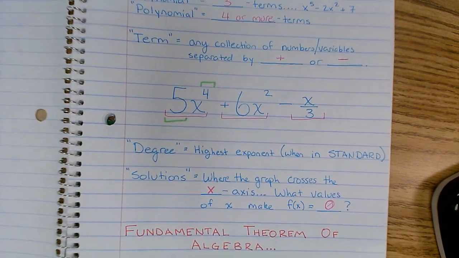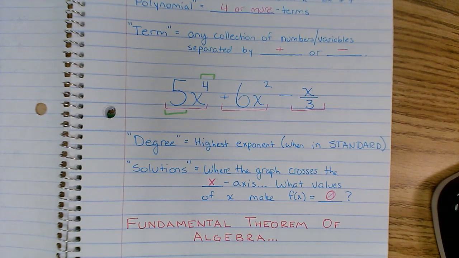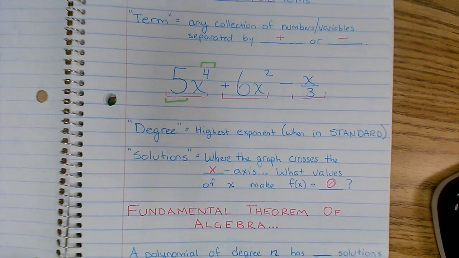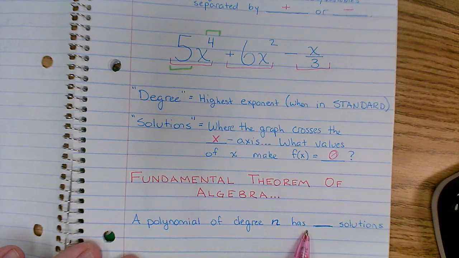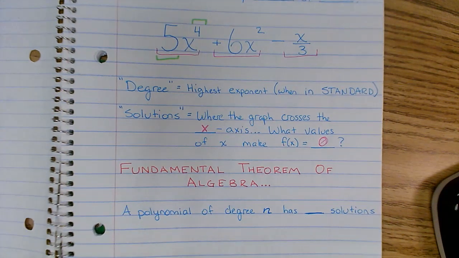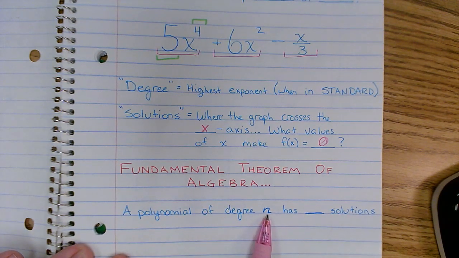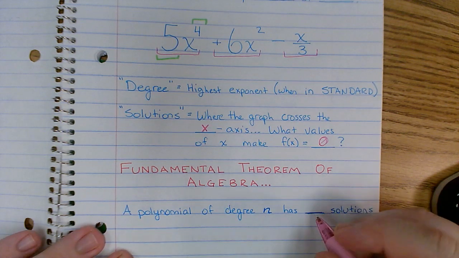And I wrote this in red in all capital letters, so it must be important. It's called the fundamental theorem of algebra. This thing is important, y'all. It's also one of your definitions for your next glossary. So, the theorem is a polynomial of degree n has, how many solutions do you think it has? This tells you how many solutions any polynomial has if you know its degree. If a polynomial is degree 5, guess how many solutions it has? 5. If it's degree 7, it has 7 solutions. If it's degree n, it has n solutions.